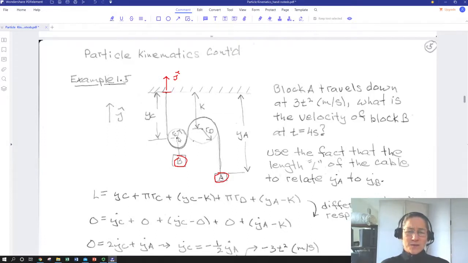So this little space between the center of pulley C and the center of pulley D is just basically y sub c minus K. So we got y sub c plus pi r sub c plus y sub c minus K, which brings us to here. Now we have to add half the circumference of pulley D. So we've got pi r_d, and then we can add to that y sub A minus K for this remaining length, and we've added up the full length of the string. And in so doing, we have expressions for the things that are moving, our two positions.